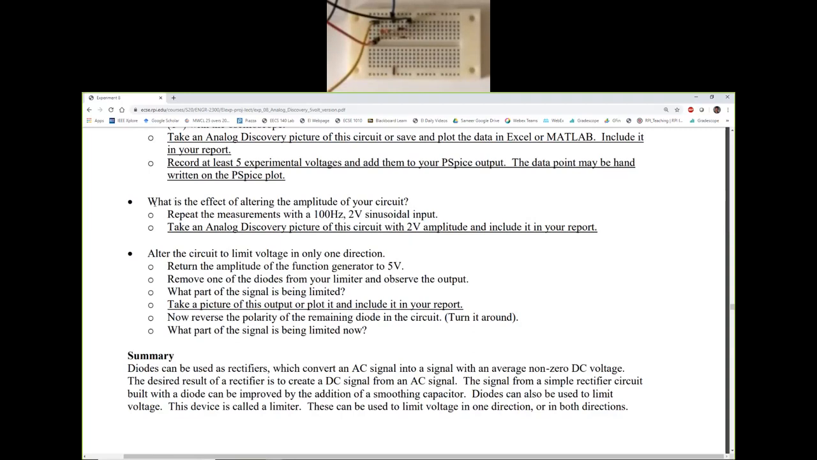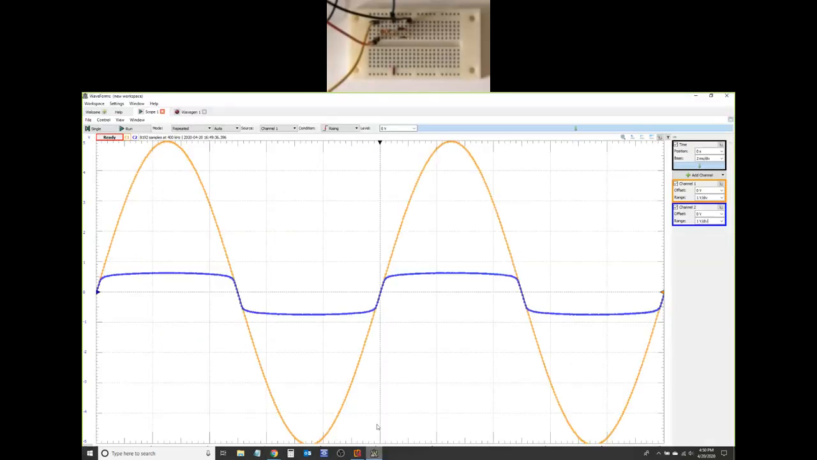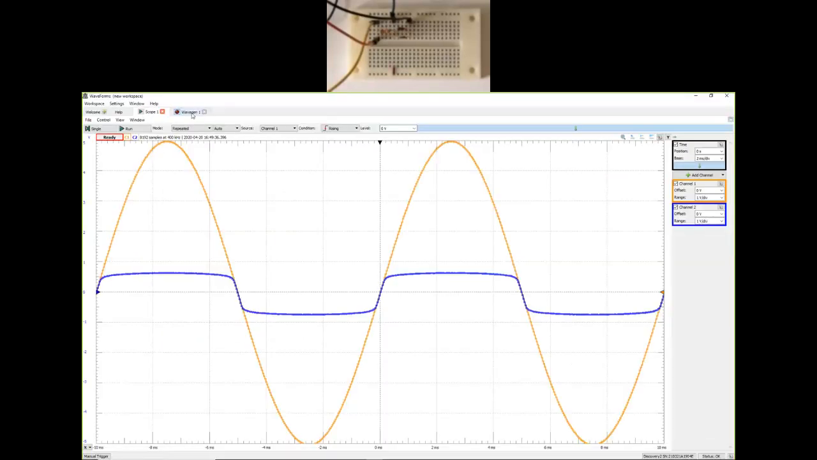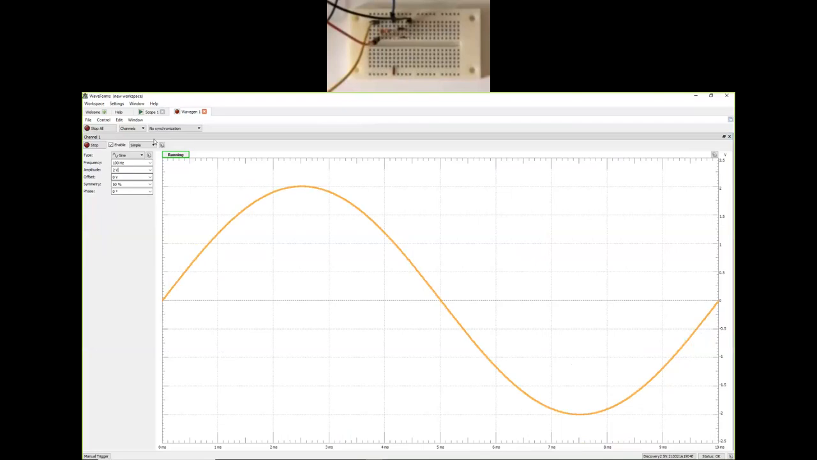Okay, so next question over here is, what is the effect of altering the amplitude of your circuit? So of the wavegen, right? So we are trying to change the sinusoidal input voltage. Instead of making it 5 volt amplitude, we are going to change it to 2 volts amplitude and see what is going to change. My guess is it is not going to change much. It is simply going to be still limiting the same values. So if I go back here, amplitude was 5, now amplitude is 2.